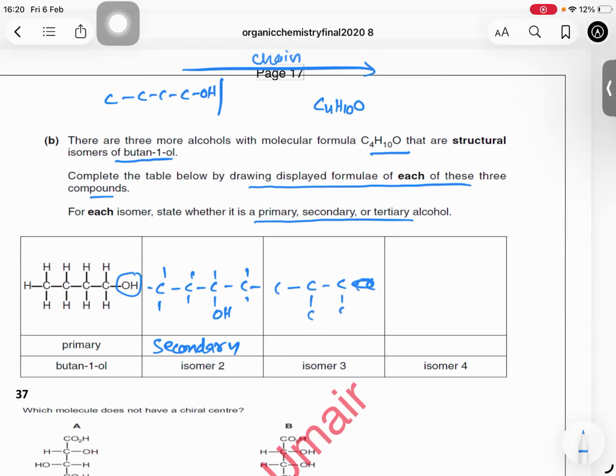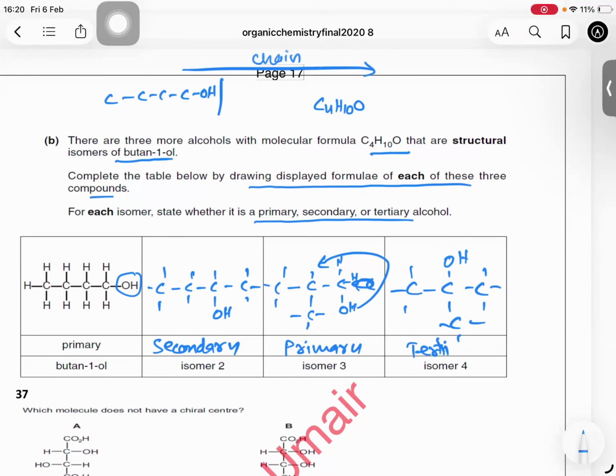Sorry, here is the carbon and here is the OH. Yes, secondary. That's not tertiary. Here it is. You have to draw the displayed formula. It is 2-methylpropan-1-ol, yes, and it's still primary. And then it's tertiary. Yes, if I switch the position of this OH to the center, it's going to be a tertiary. Yes, see. This is tertiary. Although we can make more, he's asking us for 3 only.